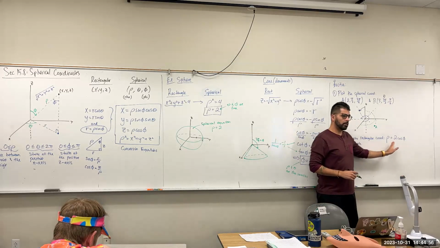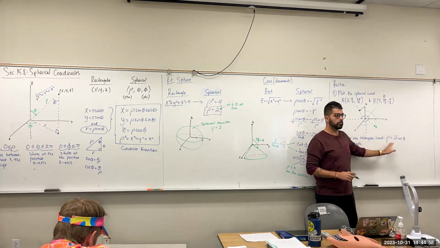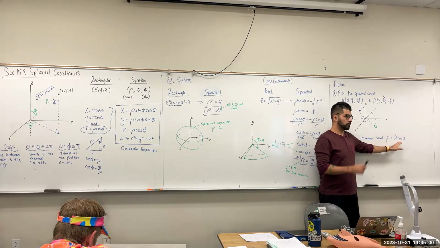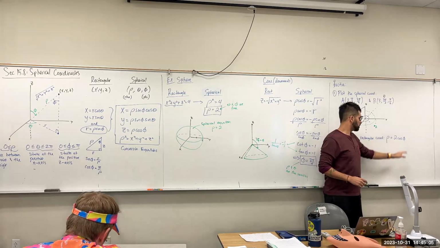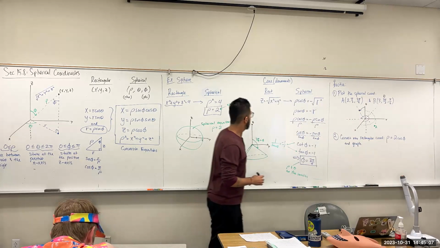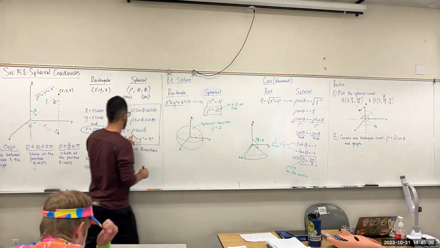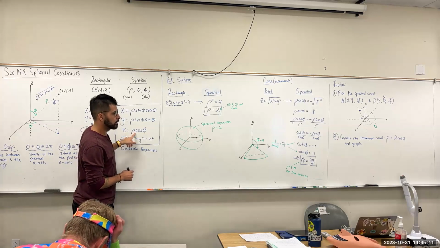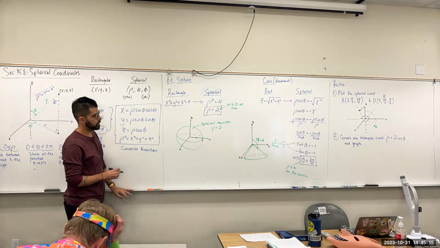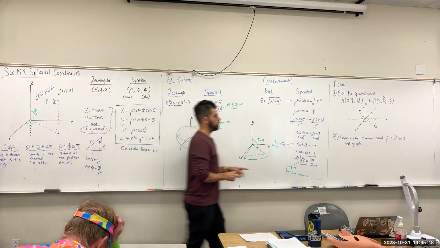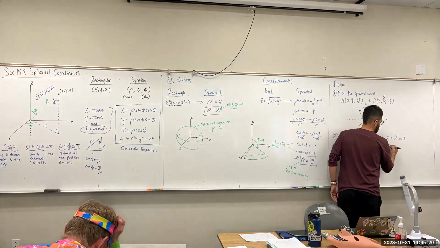Anybody that was able to figure out how to start this out? So I said rho equals Z divided by rho. I mean, yeah, rho equals 2Z. Rho equals, say it again. Okay. Rho equals 2Z.